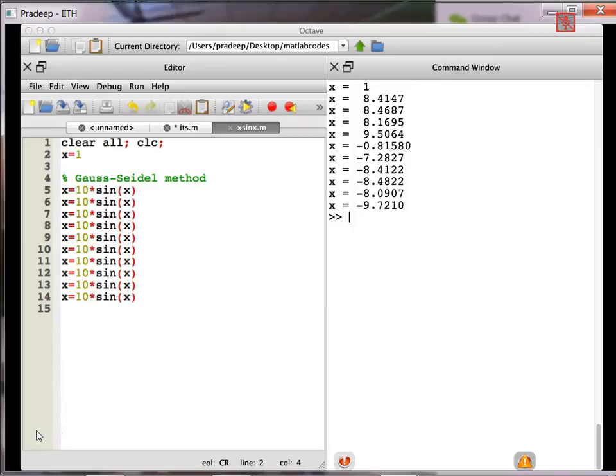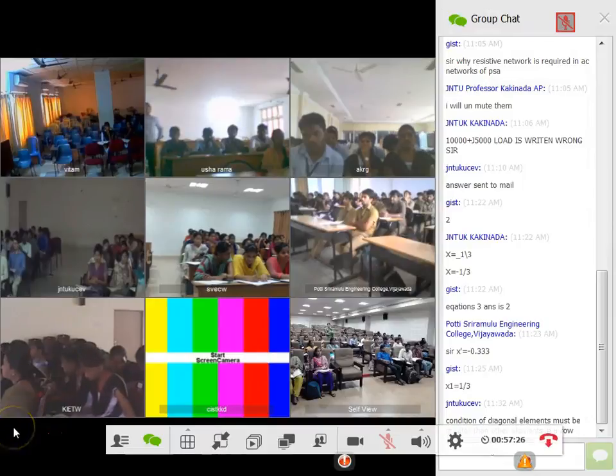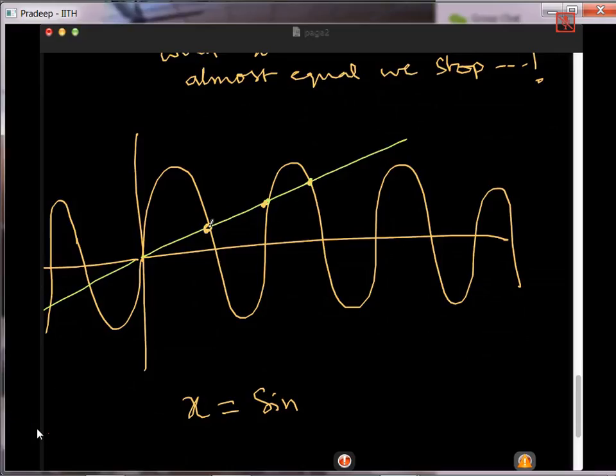So let me just quickly try another trick. So x equal to sine x. Oh, I'm sorry. Let me get back to that page. So when I was drawing this, it was intersecting at multiple points. So there are multiple solutions, so you are not able to get that. In fact, 0 is also one solution.